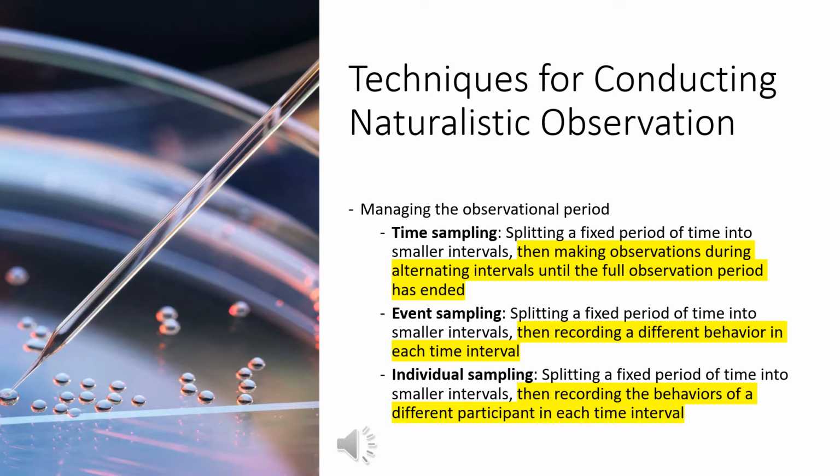Event sampling or situation sampling, we sometimes call it. No, I'm sorry, I said event sampling again, didn't I? Situation sampling or individual sampling. This is where the researcher observes the same participants in various situations. So they'll look at one person at a time, or a small group of people at a time.